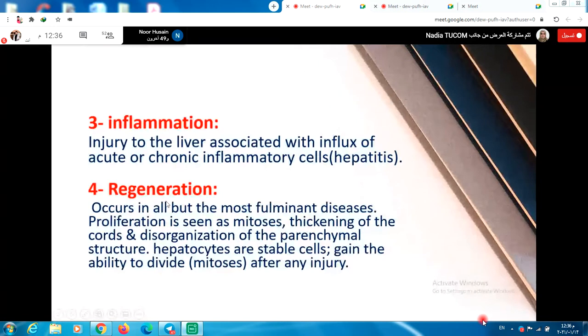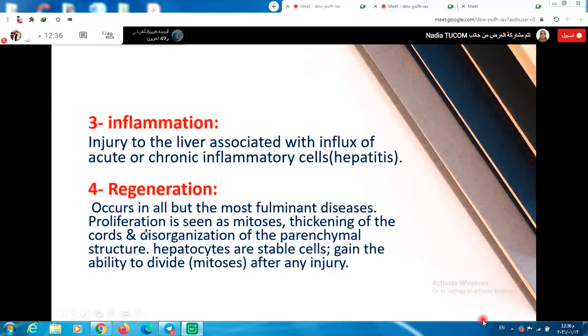And regeneration. What is the type of hepatocytes in general? When we say types of cells, you took it in histology, in biology, types of cells, in general types of body cells, according to the regeneration and replication, I mean regeneration. Do you have an idea or not?